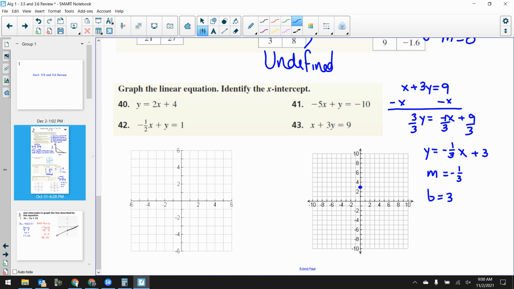And now I use my slope to generate more points. Since my slope is negative, I'm going to go down, right. Top is my down, bottom is my right. Down 1, right 3. Down 1, right 3. Down 1, right 3. Why are we going right? Because I went down. Only one of the values is negative. If I went down left, negative would actually make a positive slope. If I go up 1, I have to go left 3.